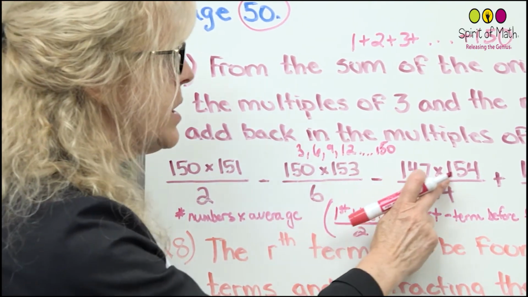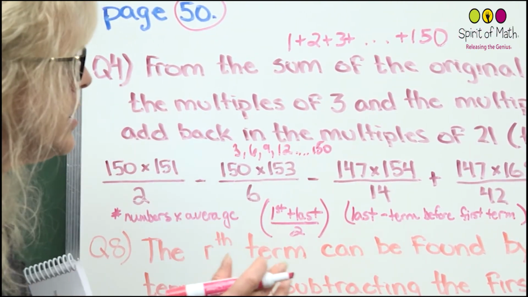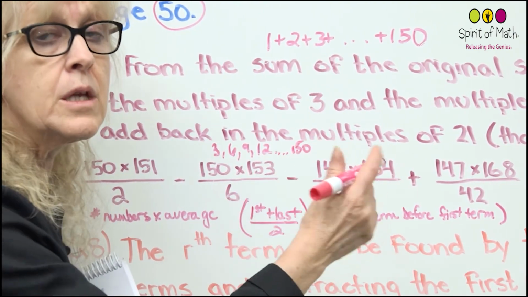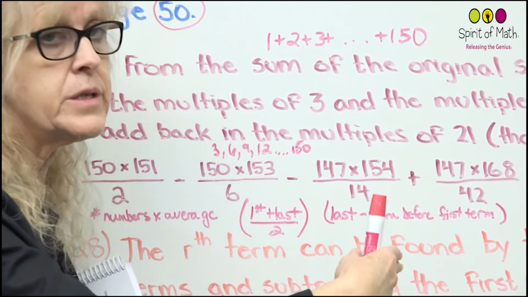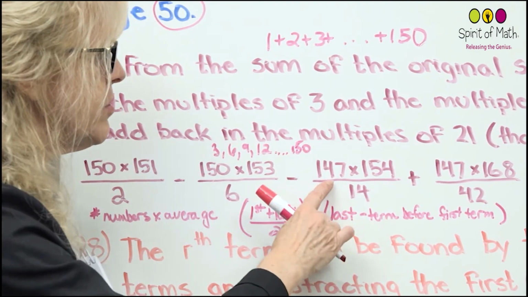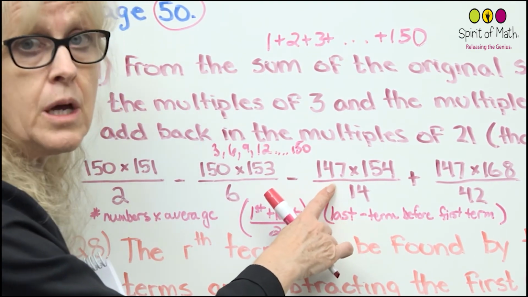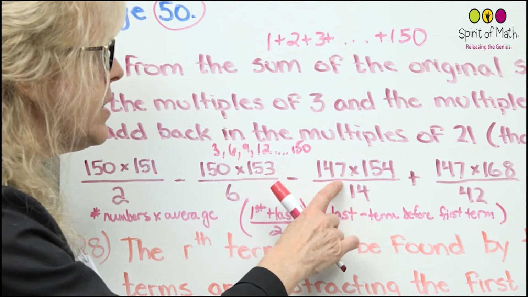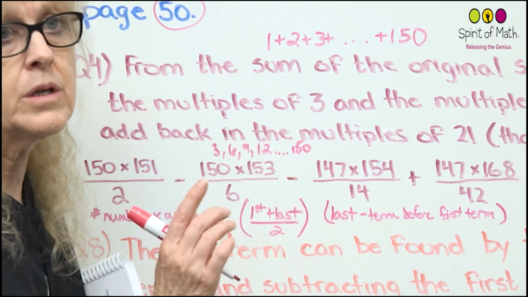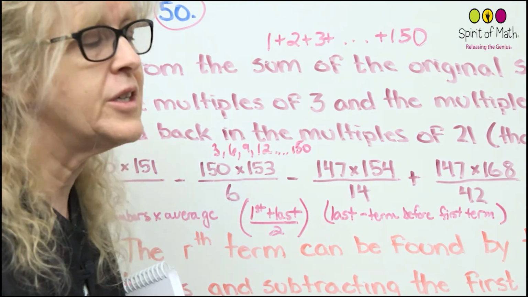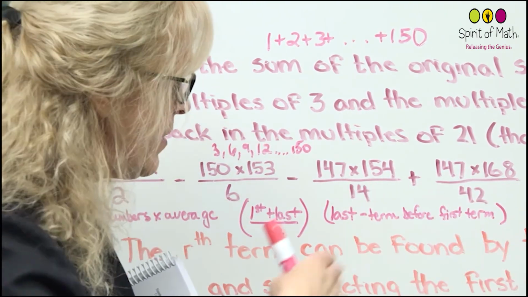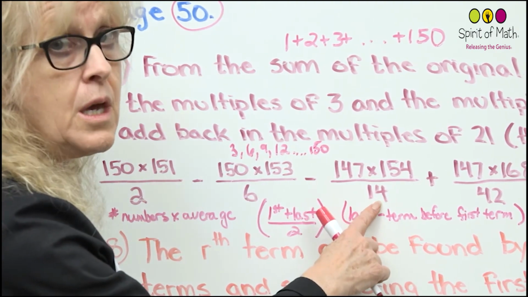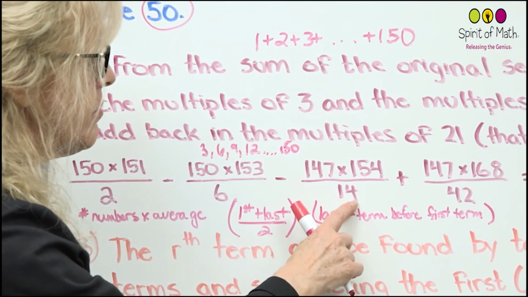Then you want to do the same with the 7. Now, the interesting thing about 7 is that 7 will not divide into 150. The next smallest number that 7 goes into is 147, and that's 21 times. So you go up to 147, divide that by 7, and that gives you the number of numbers. So that's the 14 in this, because this is 2 times 14.